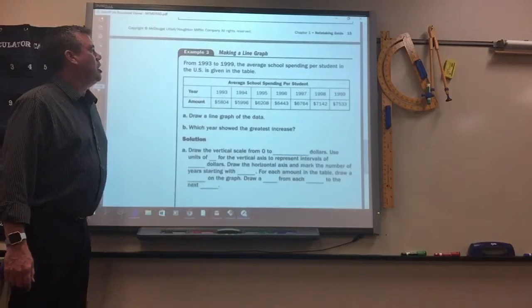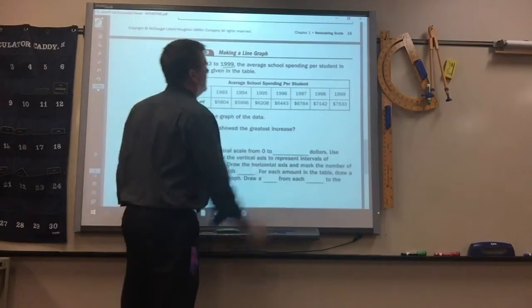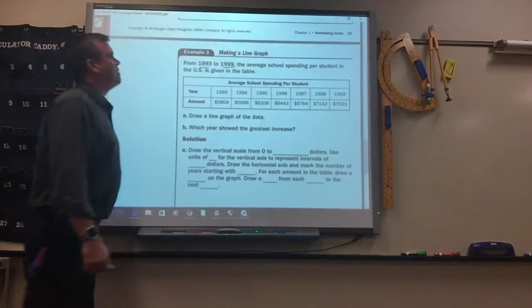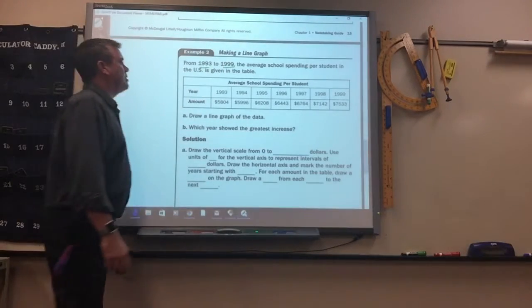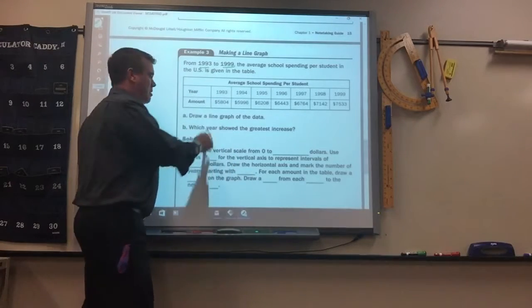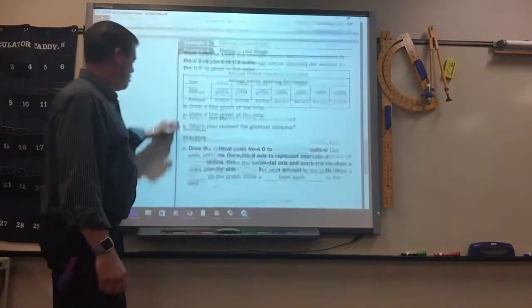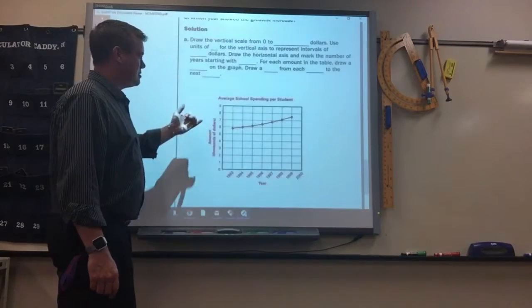Admittedly. Okay, so here we have years from 93 to 99. The average school spending per student in the U.S. is given. So when it's years and you're going to compare how much it goes up or down, you do a line graph. So here they did it for us.